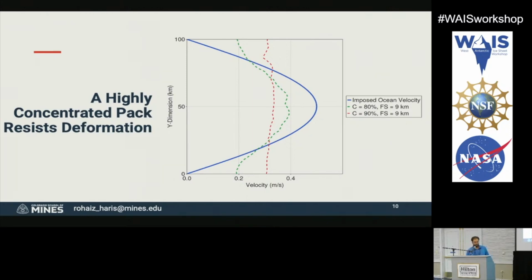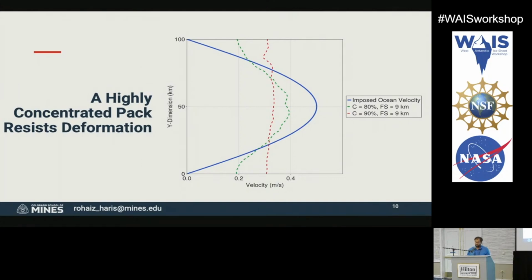So if you look at the 80% experiment, which is this green dotted line, we see that the sea ice once again moves slower than the ocean at the center of the jet, and then it starts to move faster as you go towards the edges of the domain. And so we can see that these variations in the sea ice velocities is kind of an indicator of the pack deforming in response to this ocean forcing.